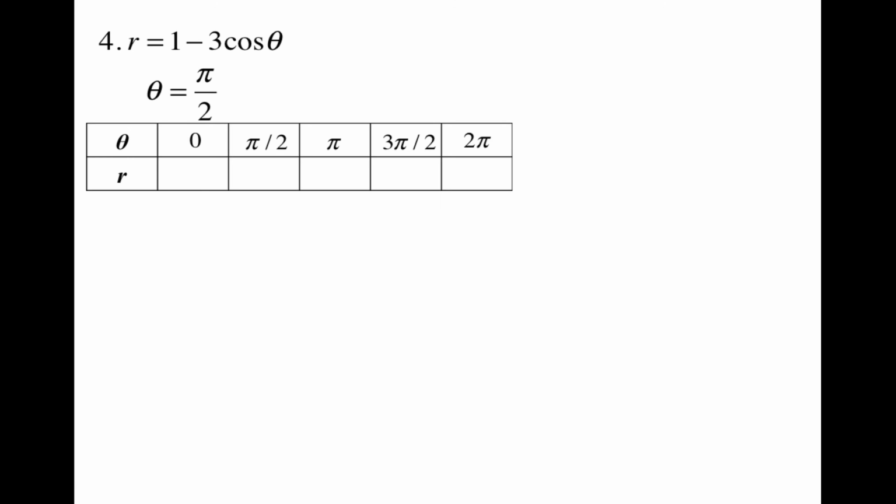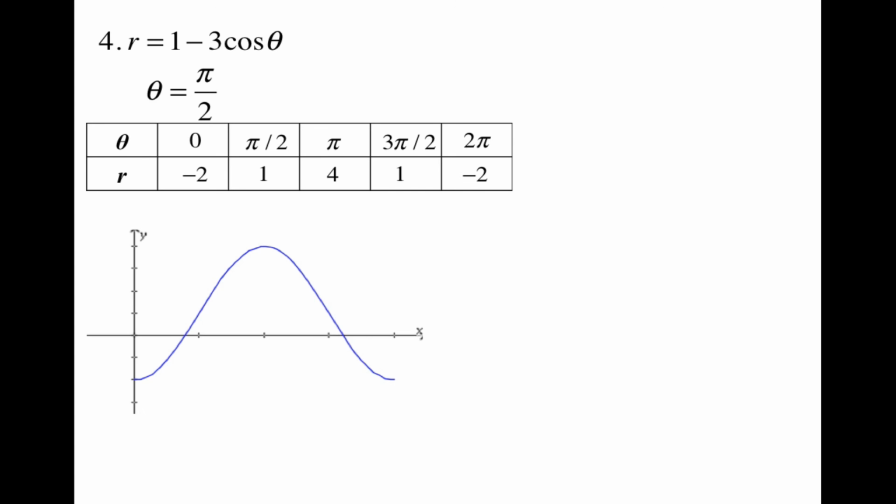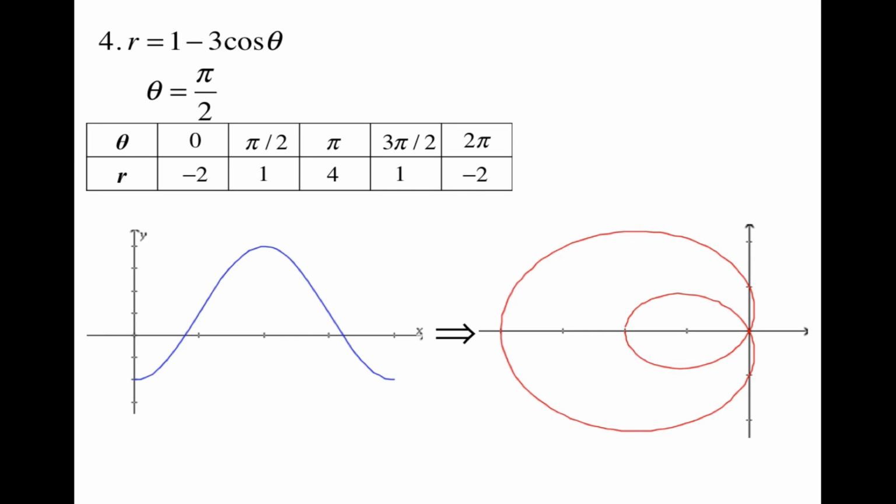All right, let's try this one. r equals 1 minus 3 cosine theta. So theta is also going to be in increments of pi over 2. When I plug in these theta values, I get r's to be -1, 1, 4, 1, and -2. So the graph of this one on the Cartesian grid looks like this. Translated to polar, it will look something like this.